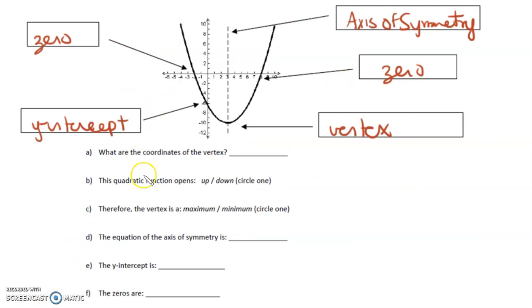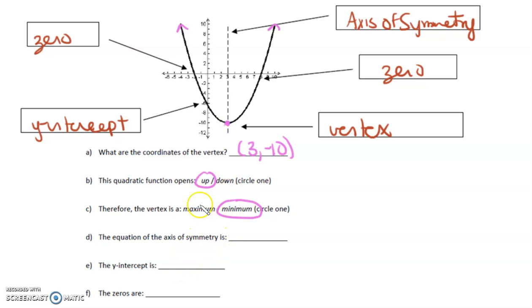Okay, now let's answer a couple questions about this. What are the coordinates of the vertex? So here's the vertex. The coordinate is 3, negative 10. It's positive 3, negative 10. The quadratic opens up, right? It looks like a happy face. Therefore, the vertex, this one's a minimum.